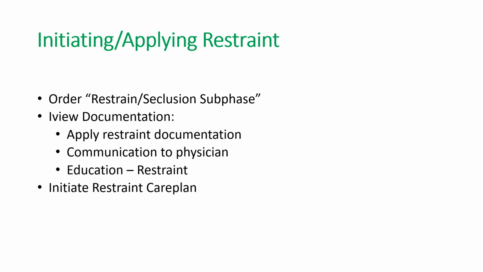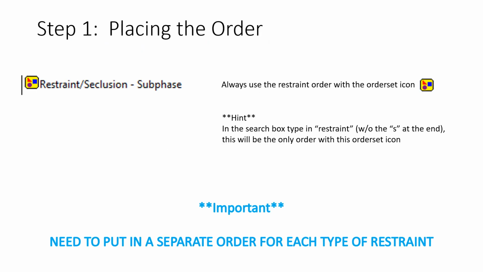We will be looking at entering the correct order, initiating the care plan, as well as documenting in iView. Step 1. Placing the order. Always use the restraint seclusion subphase order set, which is used for both non-violent and violent types of restraints. This restraint order will follow that restraint until it is discontinued. If we place a new restraint, we need a new restraint order.